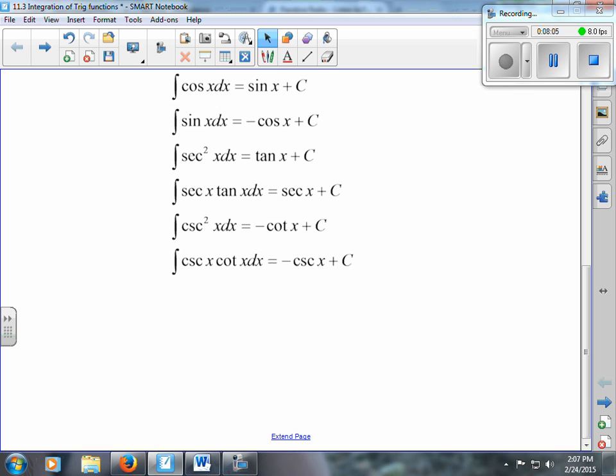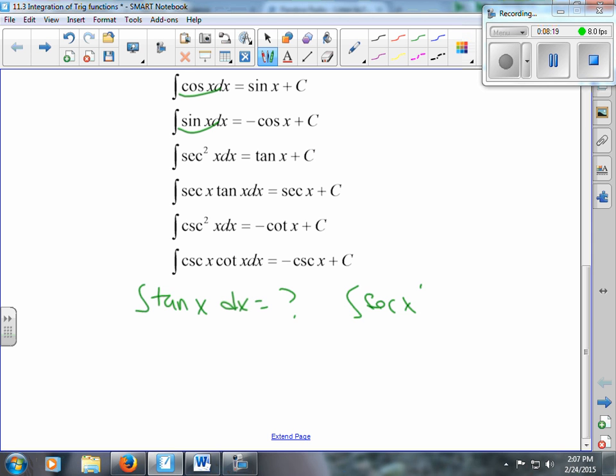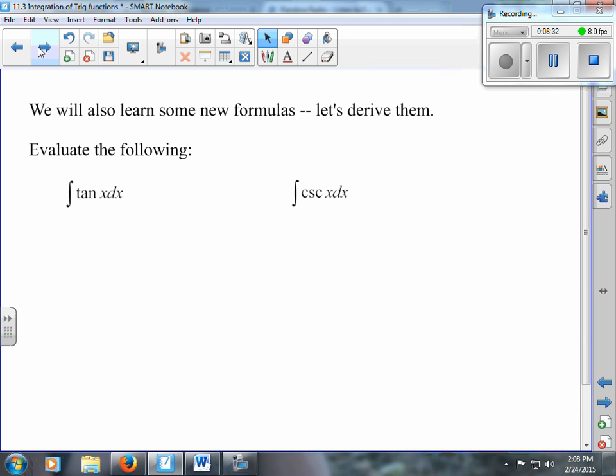But what we're missing in this list, see, we have sine and cosine. But I would just like to know, what's the antiderivative of tangent? What is that? And what about the antiderivative of secant? Just the secant. I know the antiderivative of secant times tangent because that's the derivative of secant. But what if I just have secant of x? And so we're going to learn those as well.